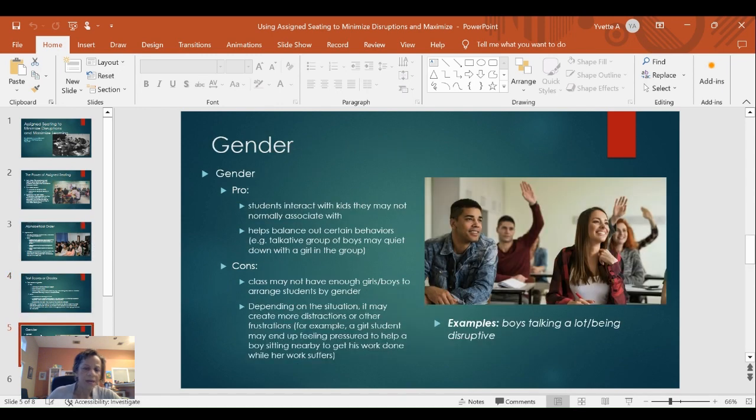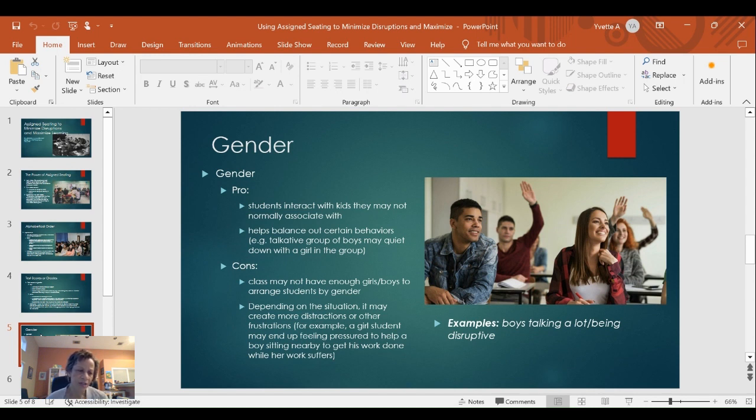Another way that I organize classrooms is according to gender. One thing I want to keep in mind is that when students interact with other students, it gives them another way to interact with students of different genders. For example, it helps people balance their behaviors. Sometimes you have a talkative group of boys, or you may have a quiet group of girls. If you mix it up, it balances out the other gender within that group. So that's definitely a pro to have gender.